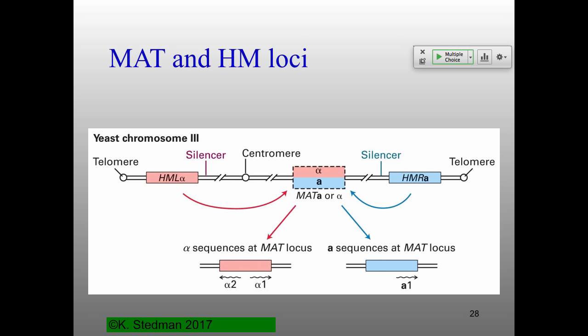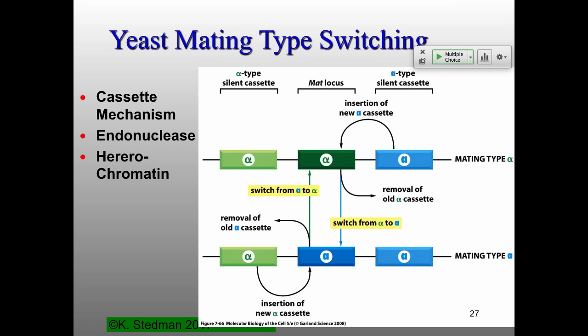Next question is, how do you have these silenced genes? Yeah? I'm sorry, you said if A is cut, repaired by alpha, and if alpha is cut, A is... It's repaired by A, yes. So it always switches, goes from one to the other and back and forth. And that's actually also shown here.